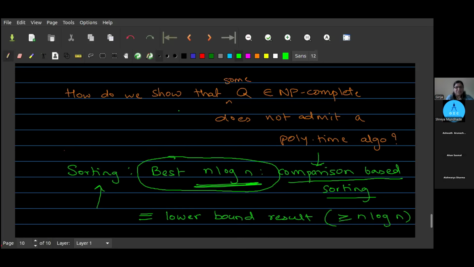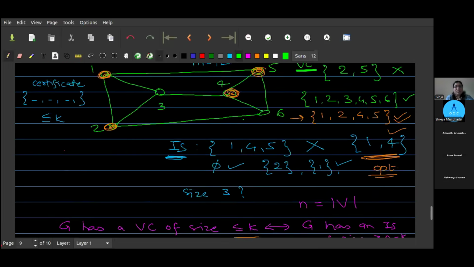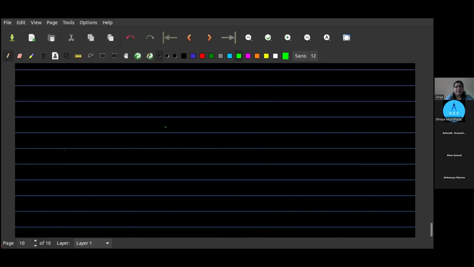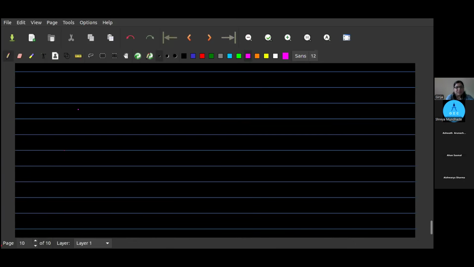If you want to show the other way around, that P is not equal to NP, then you have to pick some problem, and show that one of these problems will never admit a polynomial time algorithm. How does that help showing P is not equal to NP? Suppose Q is NP complete, and suppose it is proven, maybe a few years down the line, that Q is not in P.